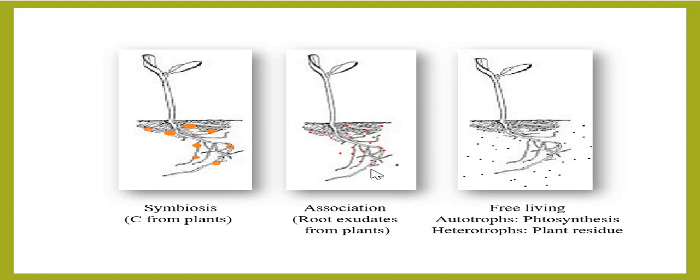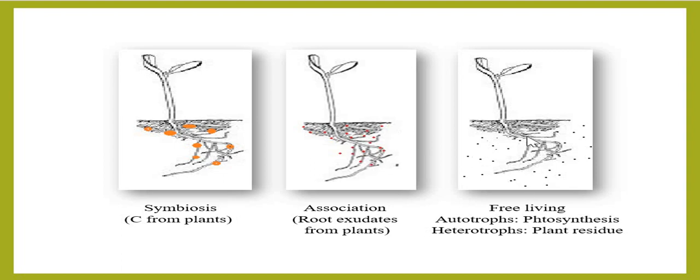Like in this plant, you can see that there is an association kind of relationship, and these two relationships are non-symbiotic relationships. Here, the association of this microorganism is not pure. So this is casual association, and here the root exudates, that are the chemicals released from the roots of the plant, provide the food material to these microbes. Okay, and then the microbes can fix the nitrogen at the rhizosphere.